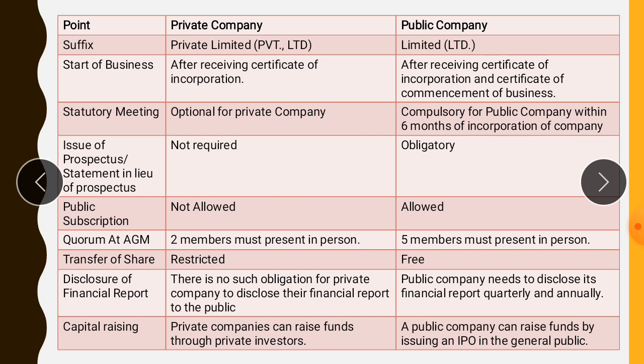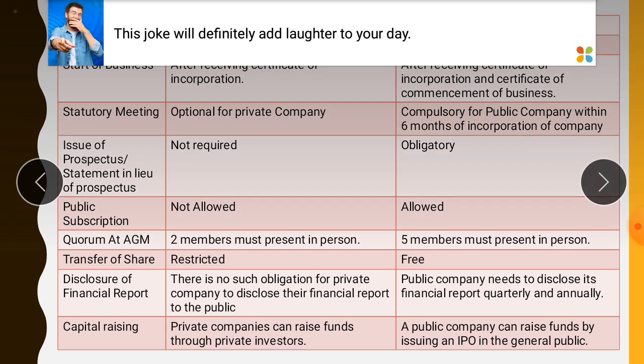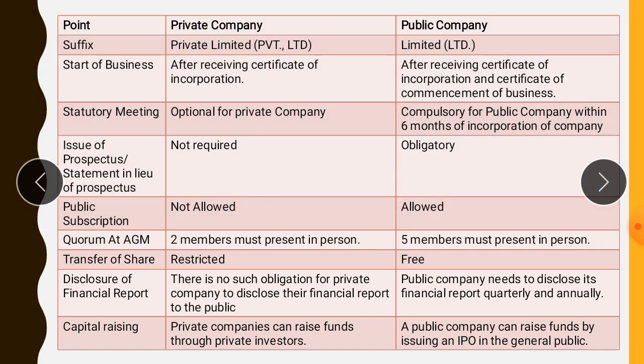Next, issue of prospectus or statement in lieu of prospectus. In case of private company, since private company has a minimum limited members, they cannot go public, so they are not required to prepare a prospectus. In case of public company, they raise their capital from general public, so before issuing such shares, public company has to publish prospectus.